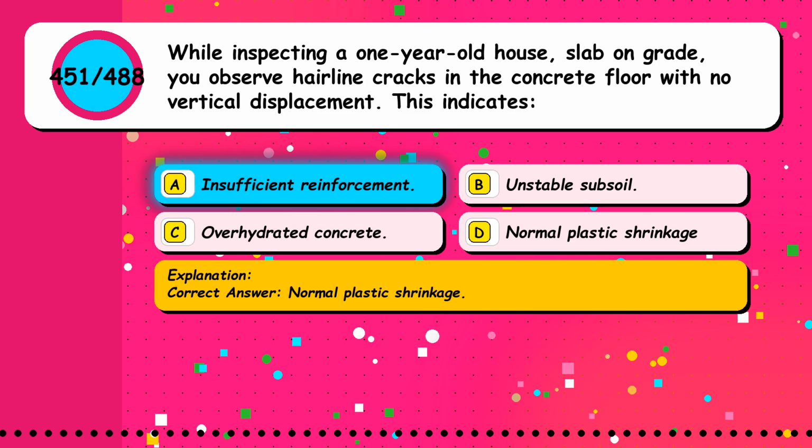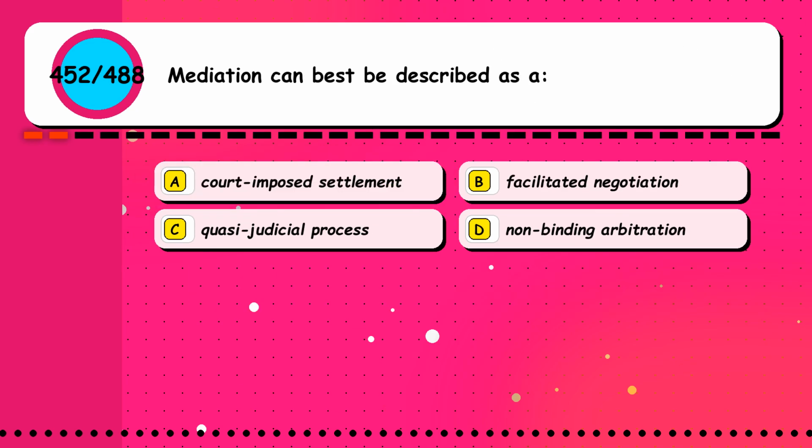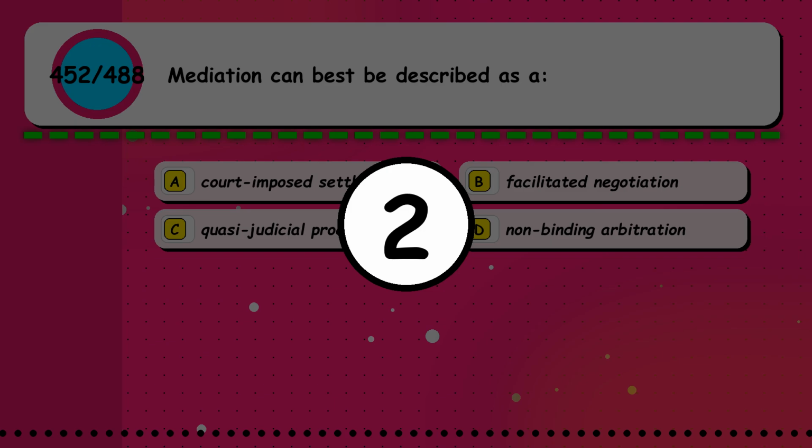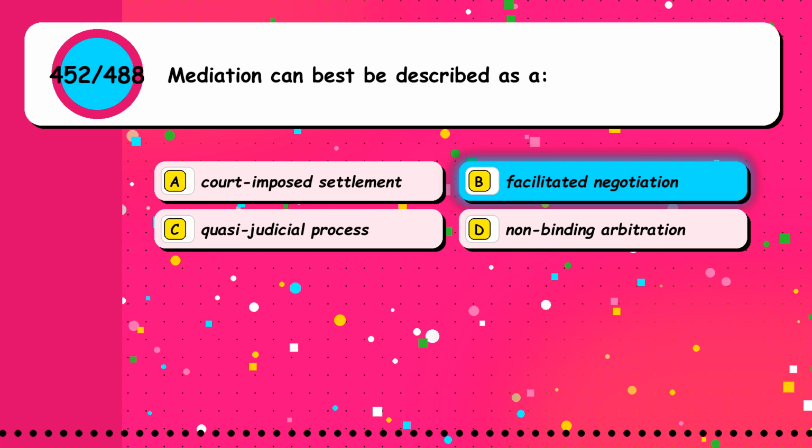Correct answer, normal plastic shrinkage. Question 452. Mediation can best be described as a: option A, court-imposed settlement. Option B, facilitated negotiation. Option C, quasi-judicial process. Option D, non-binding arbitration. The correct answer is option B, facilitated negotiation.